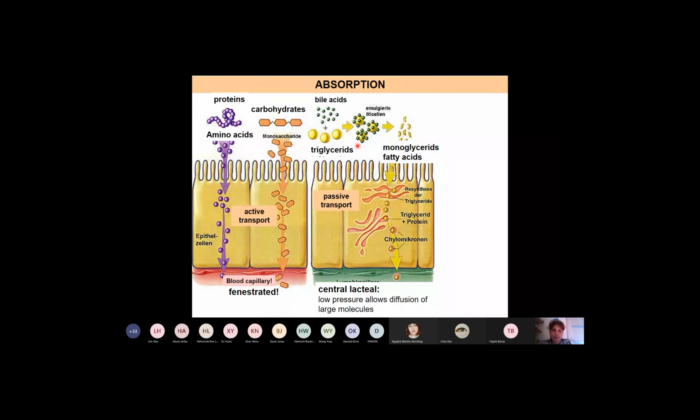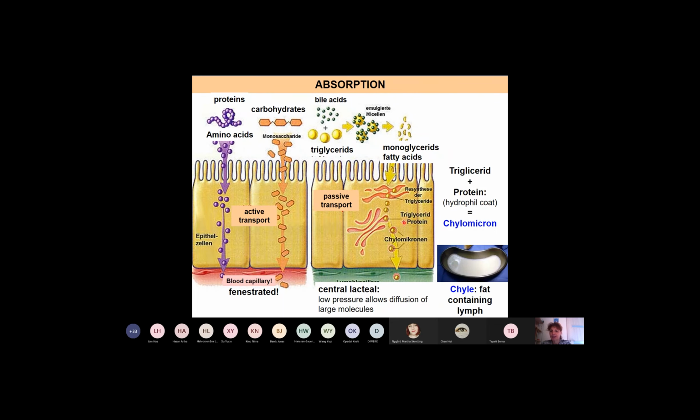On the contrary, the fatty components, so the monoglycerides, will enter the cells with a passive transport, but as you can see, they will go further in, not into the blood capillaries, but they will be taken up by the central lacteal. So they will enter the central lacteal, this lymphatic capillary.